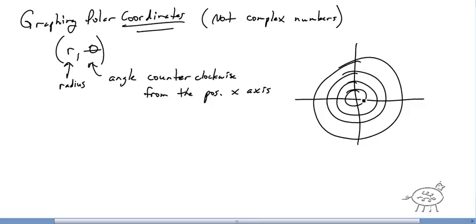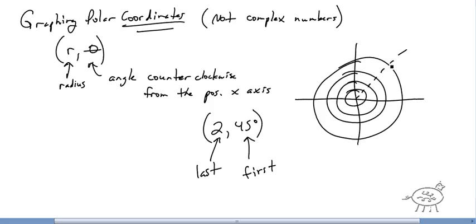But basically, let's just do an example here. If I said 2 comma 45 degrees, you always do your angle first, and you do your r value last. It's really important. So I'm going to go to 45 degrees, which is on this line here. Then I'm going to go out 2. So 1, 2. And that is my polar coordinate right there. It's really simple.